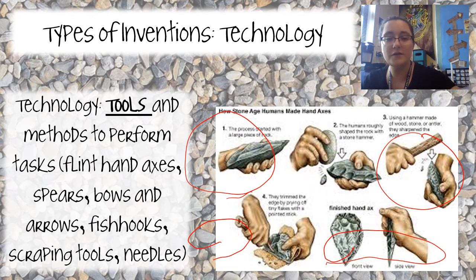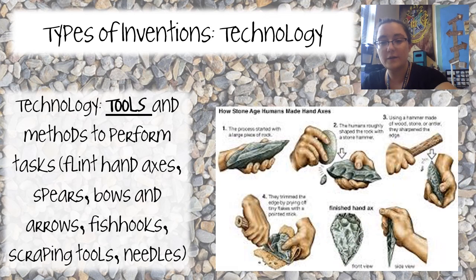So I always love showing this because it shows how, oops, wrong one, there's the eraser, how we were able to take a stone and create an axe or an arrowhead out of it. I definitely wouldn't be able to.